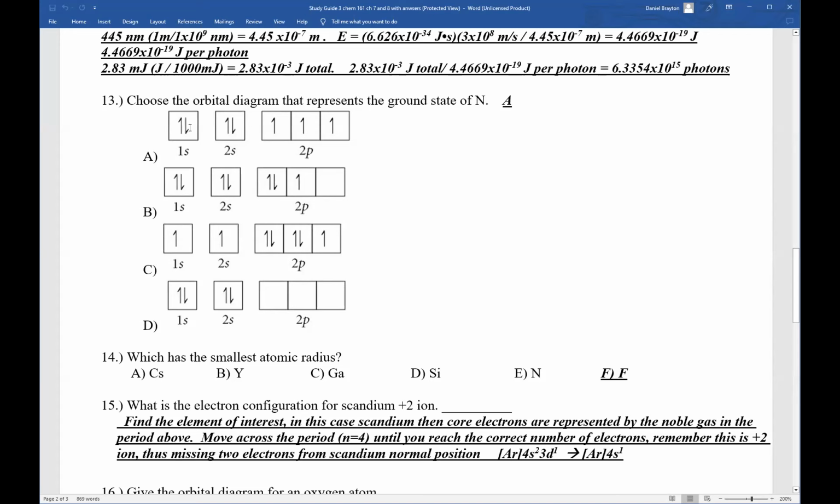Then A and B, the 1s and the 2s are filled. That looks good. Okay, what's the difference here? The 2p has 2 electrons and 1, and then 1 unpaired versus 3 unpaired. Which one of these is correct? This is sort of a roundabout way of asking you the Pauli exclusion principle, which you don't need to know the reason why, just have it memorized.